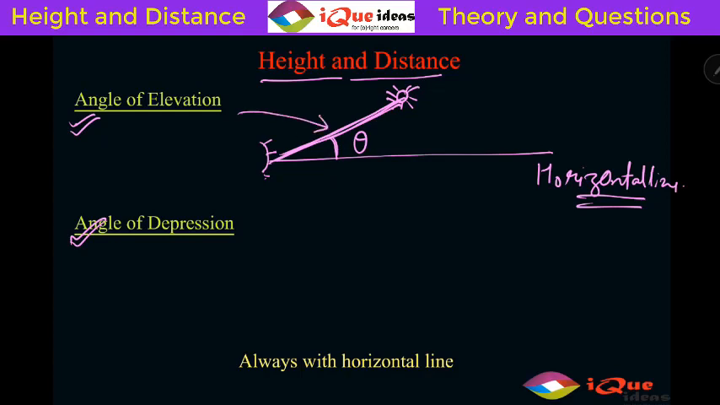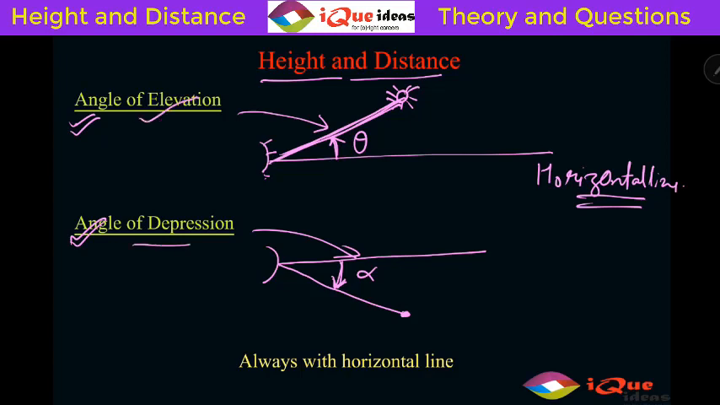Okay. Similarly, if there is an object at the ground and your eye level is this, you usually see in a horizontal line. To look down, what will you do? You will roll down your eyes, right? So here it was rolling up, here it is rolling down. So by whatever angle you roll down, like in this case, suppose this angle is alpha, then this angle of depression is alpha.